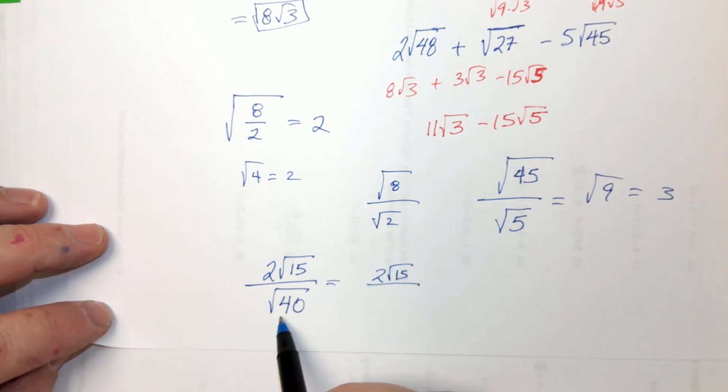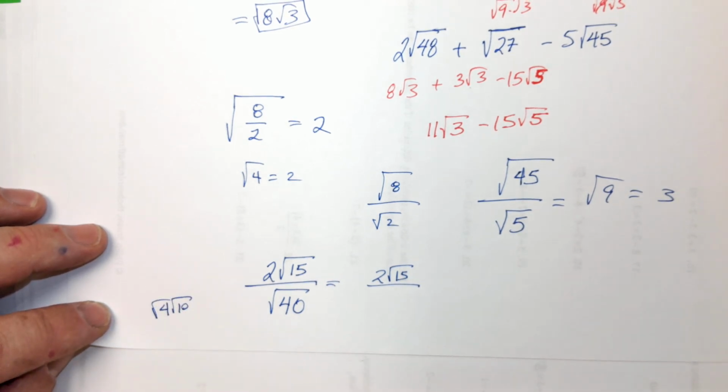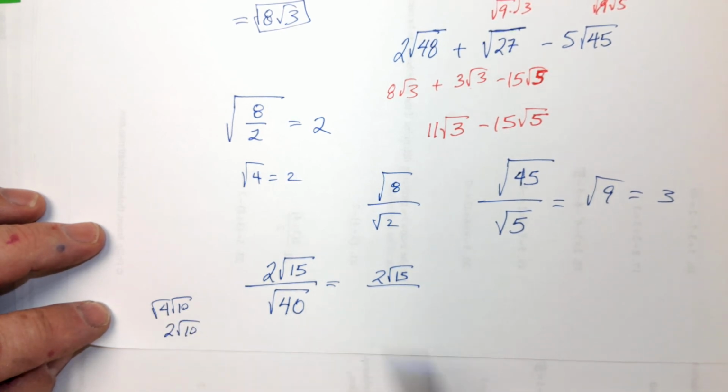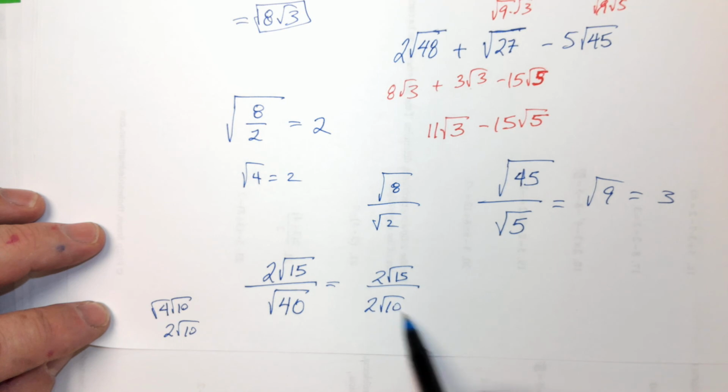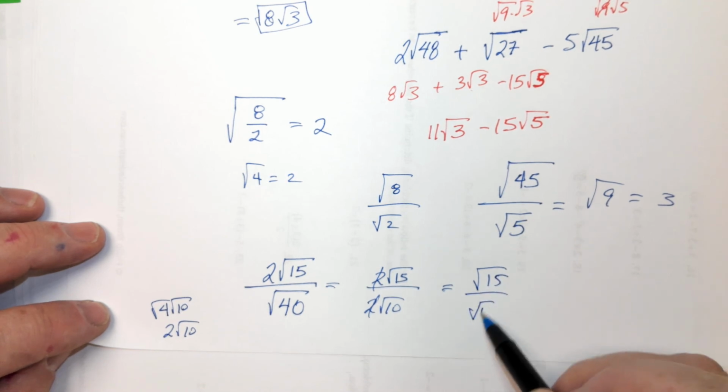2 root 15. Now 40, isn't that 4 times 10, so the square root of 4 times the square root of 10? And so this is 2 times the square root of 10, right? So 2 times the square root of 10. You see? 2 goes into 2 one time, and I'm left with the square root of 15 over the square root of 10. But wait, there's more.